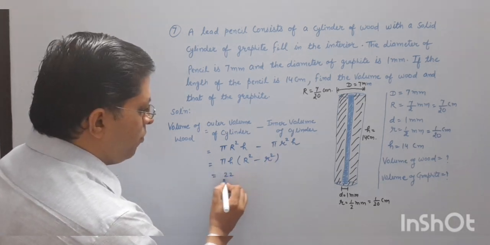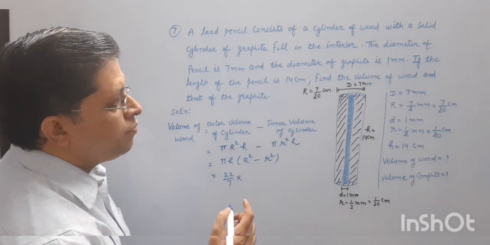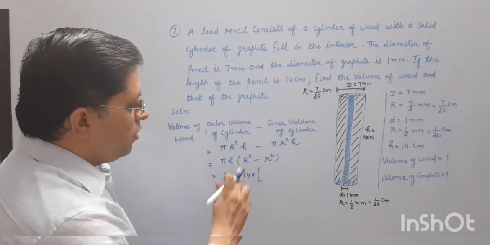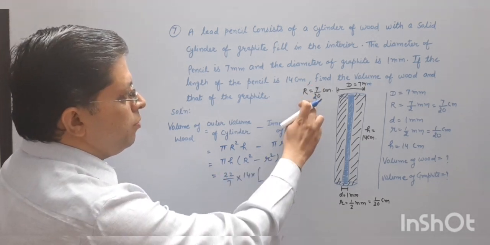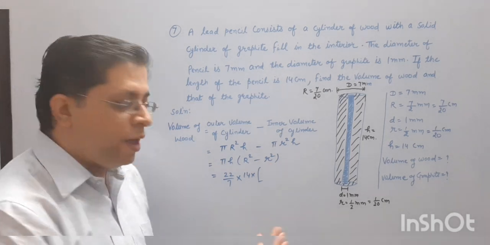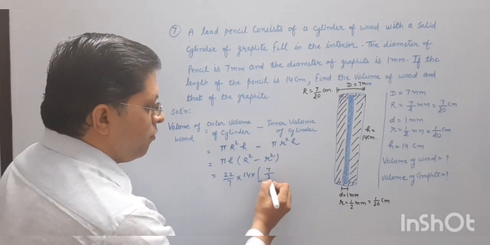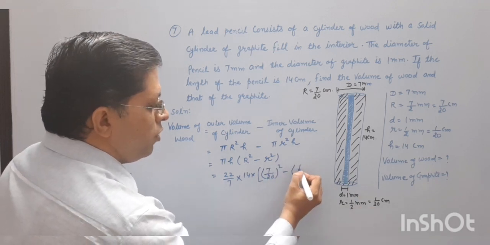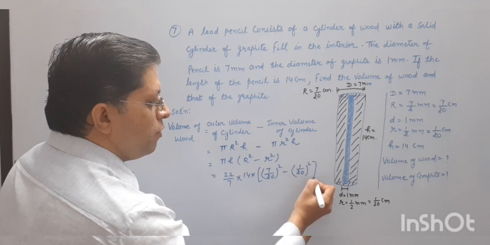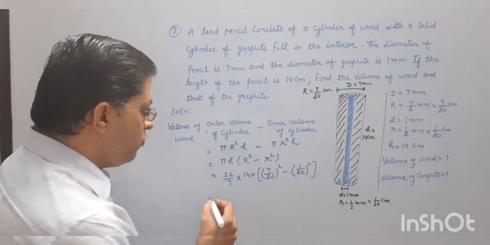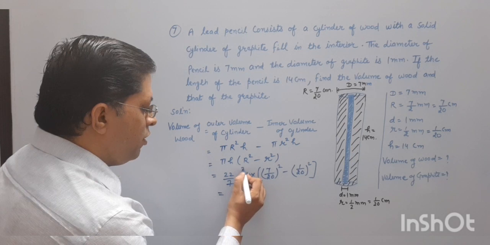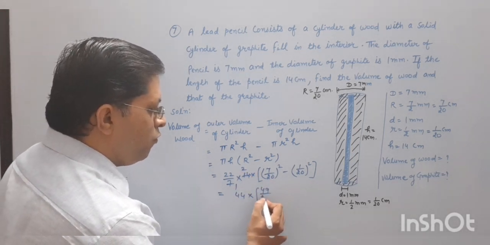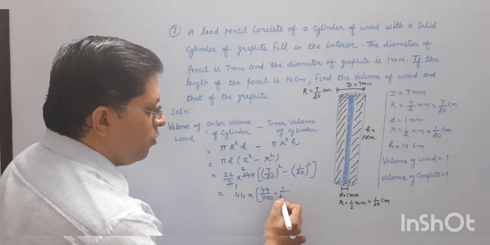Put value 22 upon 7. What is h? H is your 14 centimeter. This capital R square is 7 upon 20 square. And what is small r? 1 upon 20 square. Okay, now come on for solving. 7 1s are 7, 7 2s are 44 will come. And here 49 upon 400 minus 1 upon 400.